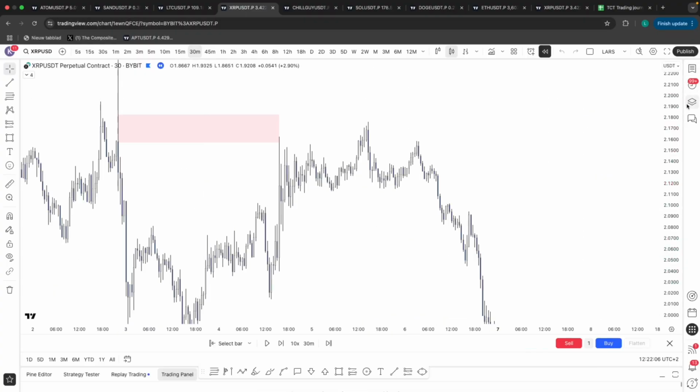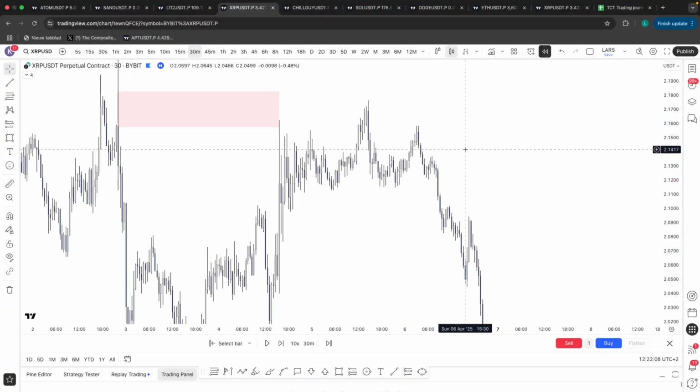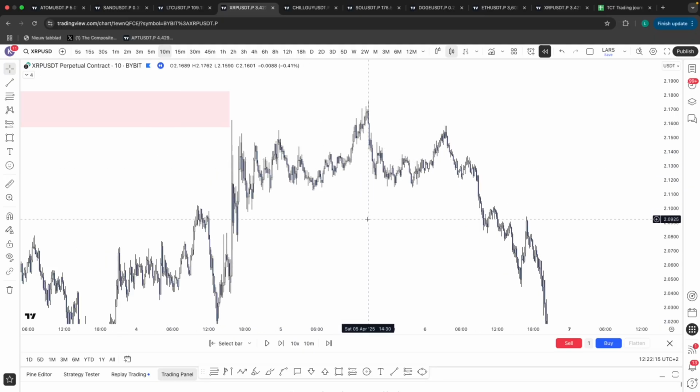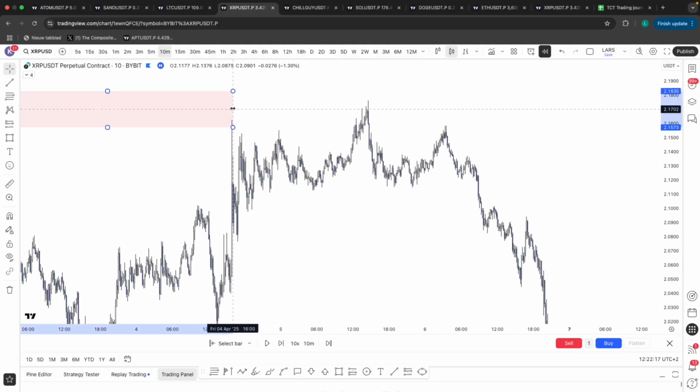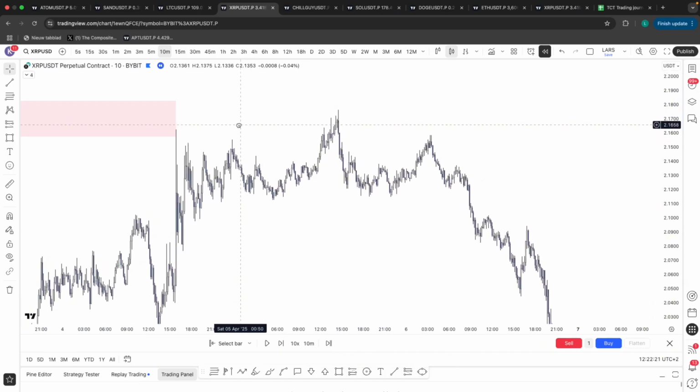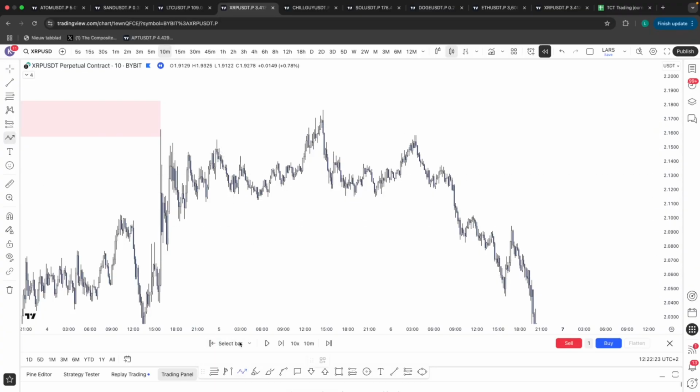Next model right here is actually a model that I would have loved to take, but it happened on Sunday at like 4 in the morning, so I was not present behind the charts. However, what you can see right here is that we had a relatively more aggressive move into a resistance POI and got the rejection back down.